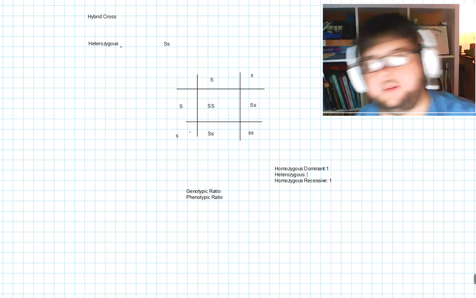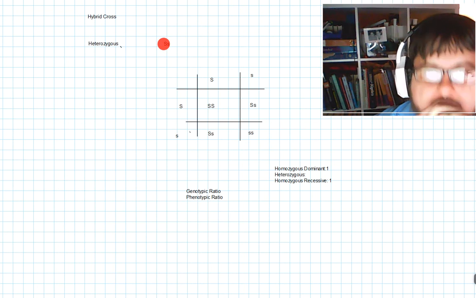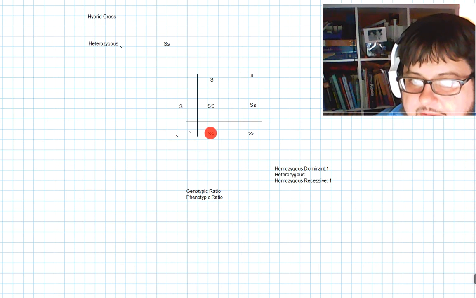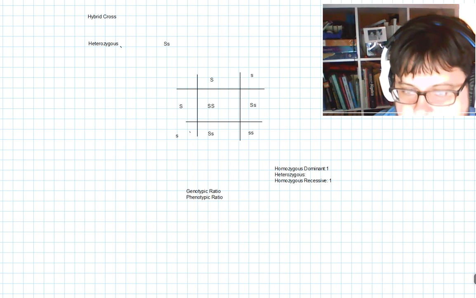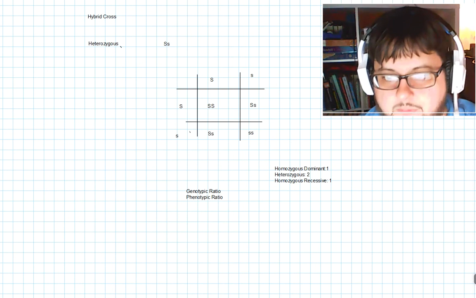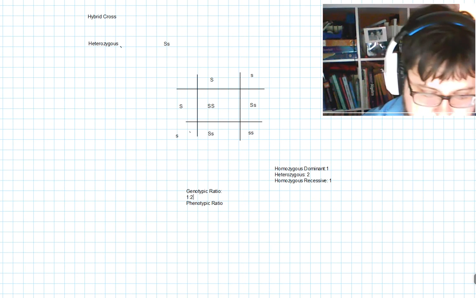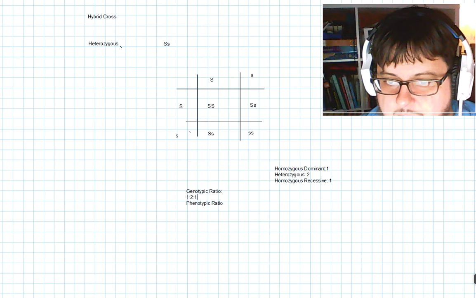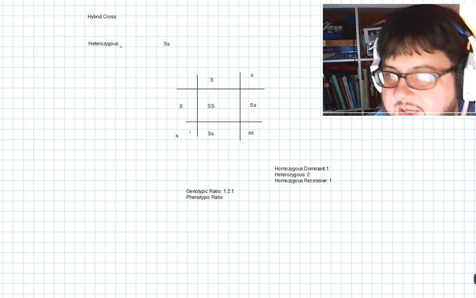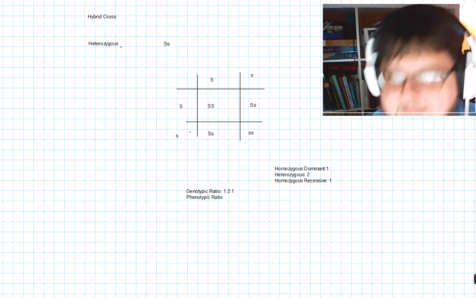Now heterozygous are the same genotype that we had to begin with. This big S, little s. We have two of them, right here and right here. So let's go ahead and put them in, which gives us 2, which means our genotypic ratio is 1 to 2 to 1, which is the ratio of homozygous dominant to heterozygous to homozygous recessive.